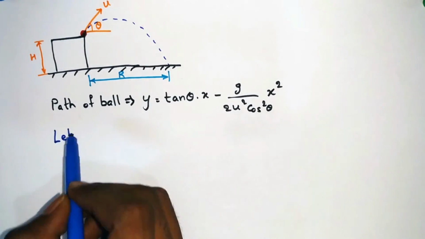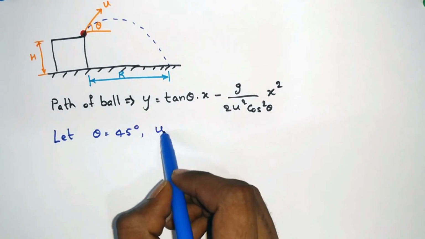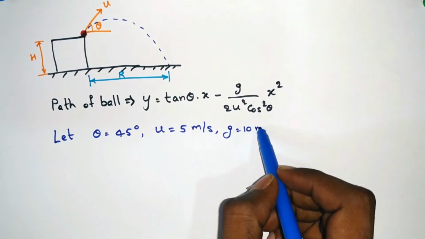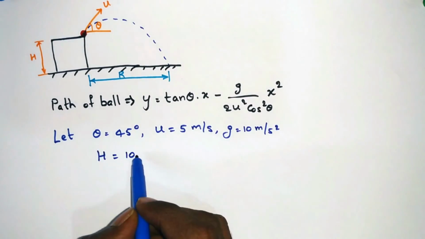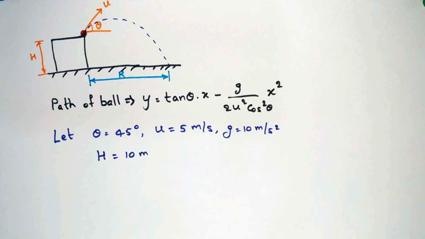Now taking theta equal to 45 degree, u equal to 5 meter per second, g equal to 10 meter per second square, and the height of the building as 10 meters, try to solve this problem for range.